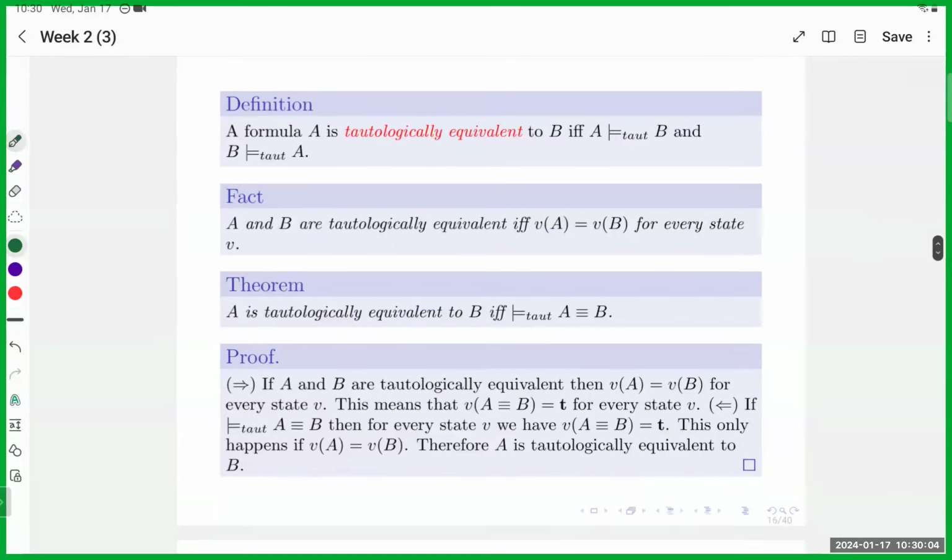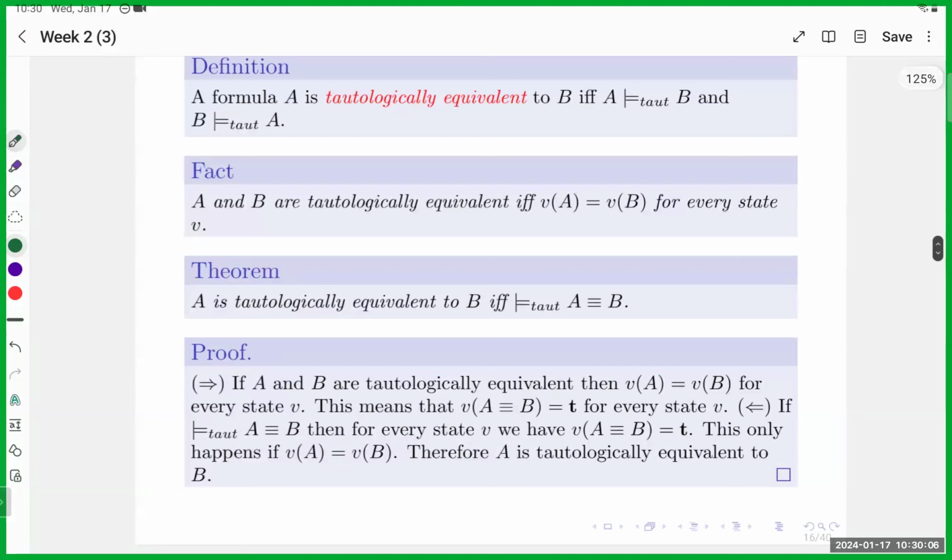Let's move on to our next definition, which is the definition of tautological equivalence. Two formulas A and B are tautologically equivalent if they tautologically imply each other. That is, A tautologically implies B and B tautologically implies A. So A as a single hypothesis tautologically implies B, and the single hypothesis B tautologically implies A.